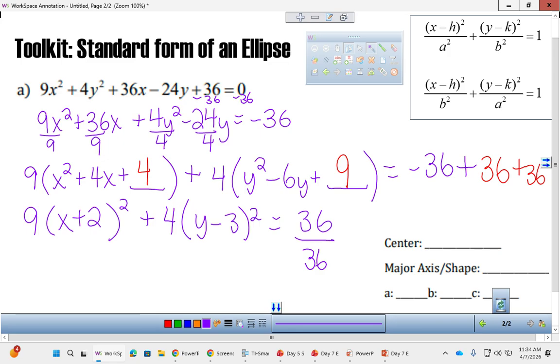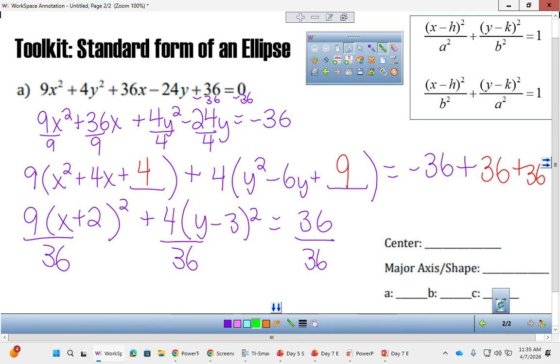But if I divide on the right-hand side, I have to divide on the left-hand side too. So I'm going to divide each part by 36. And now the last thing I have to do is simplify my fraction. So like 9/36 and 4/36 are fractions that you can reduce.